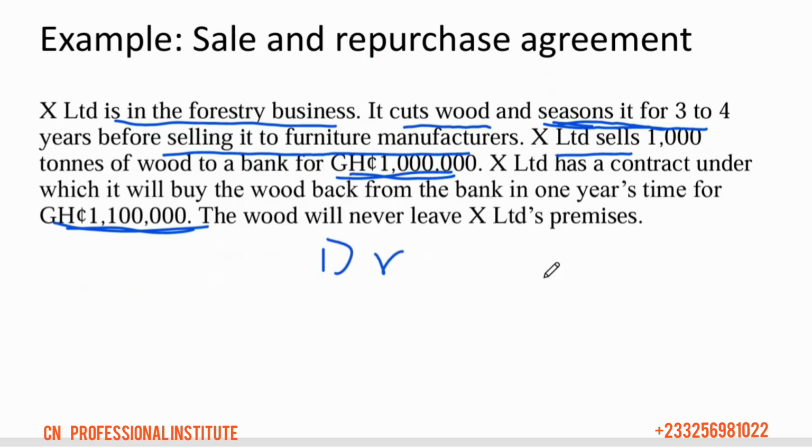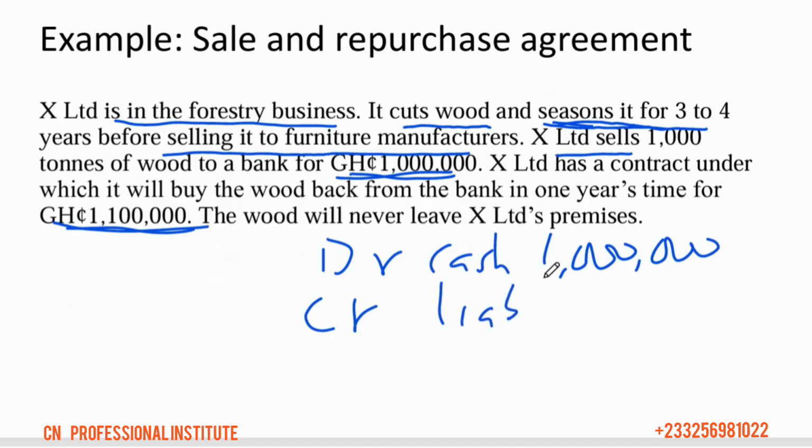We are going to debit our cash, because we are receiving cash of 1 million from the sale. But instead of crediting revenue, we will never credit revenue. We credit liability. Why? Because the customer never obtained control of the goods. Are you following? It's like we've just gone for a loan. That's what it means. So we can never record revenue.